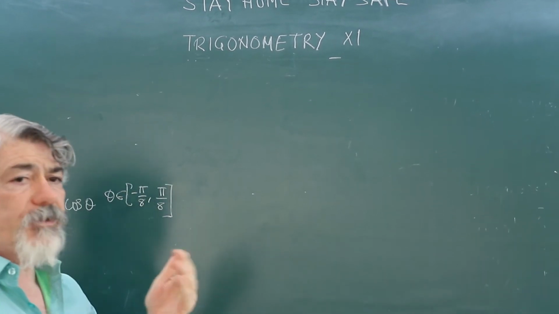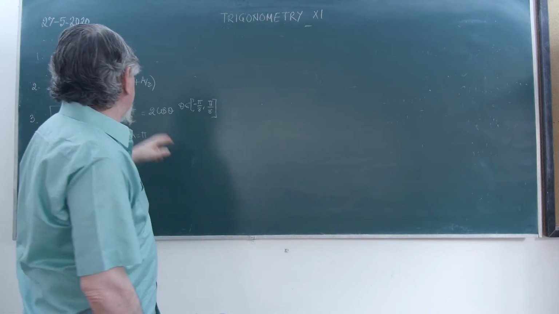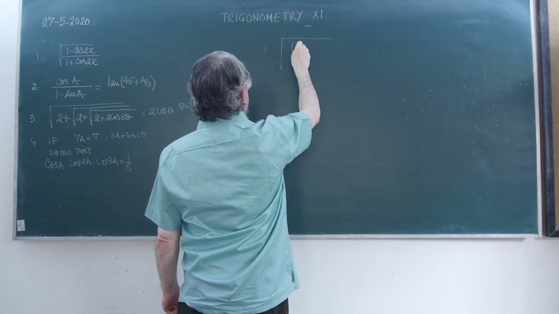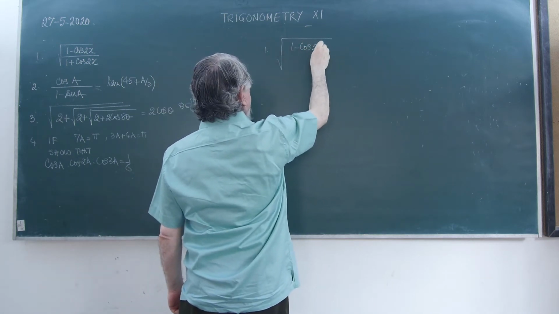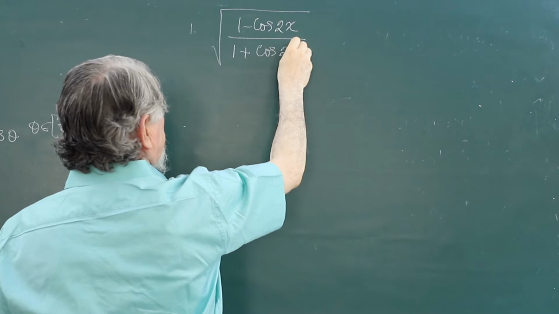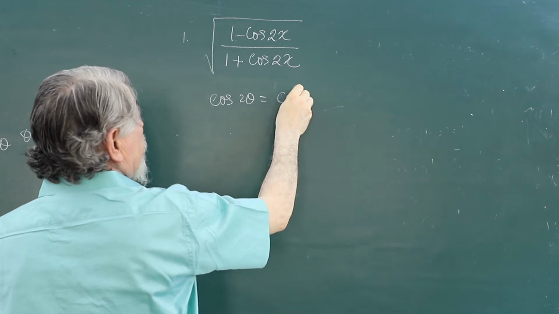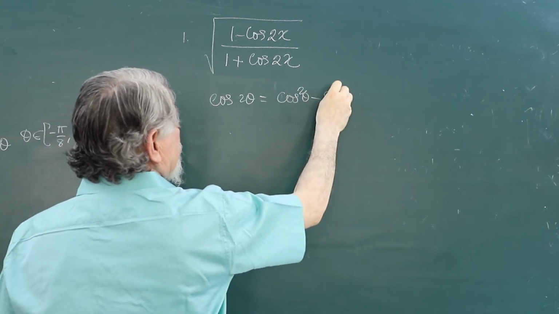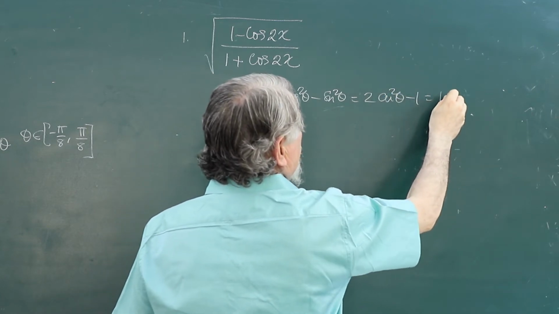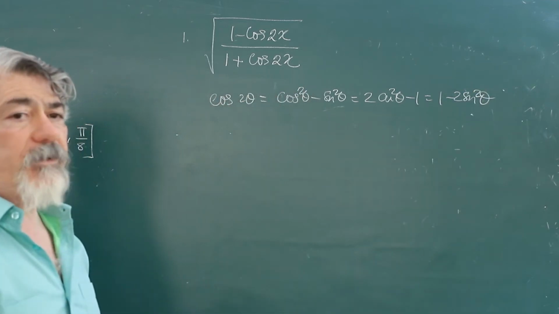Let us start the questions based on the formulas which we have discussed, double angle formulas and half angle formulas. The first question is under root (1 minus cos 2x) upon (1 plus cos 2x). To remind you, cos 2 theta was cos square theta minus sin square theta, 2 cos square theta minus 1, and 1 minus 2 sin square theta. Write the formulas every time, that is the way to remember them.